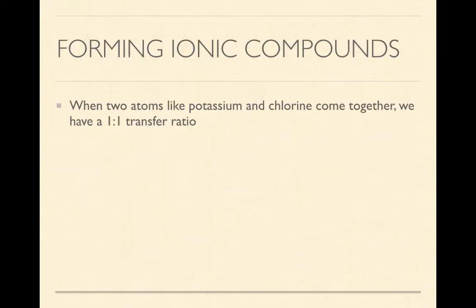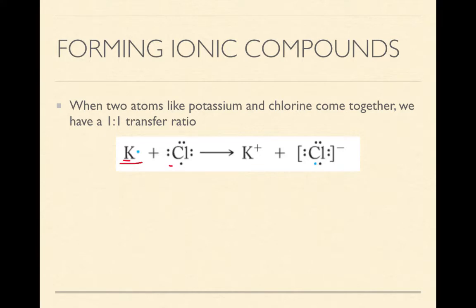Now, when two atoms such as potassium and chlorine come together to form an ionic compound, we know that we have a 1-to-1 electron transfer ratio. We can see this fairly easily if we take a look at our dot structures. We start with potassium with 1 valence electron, and chlorine with 7 valence electrons. This 1 valence electron comes over to chlorine, leaving potassium with a positive charge, and leaving chlorine with a negative charge, forming a chloride ion.